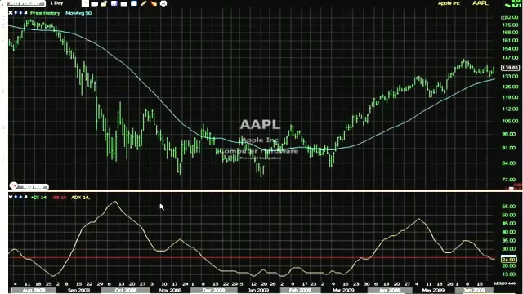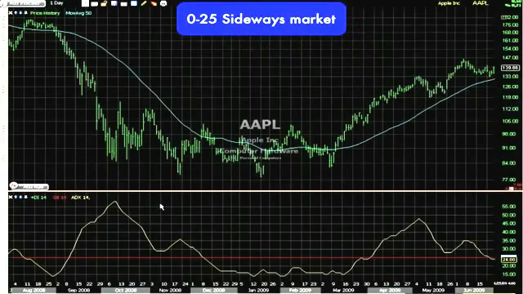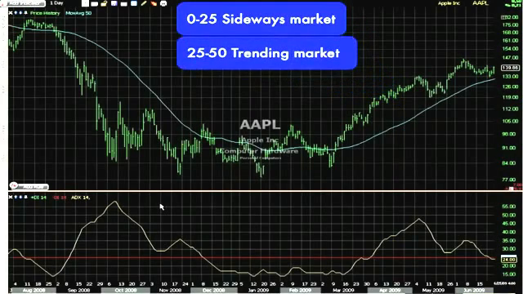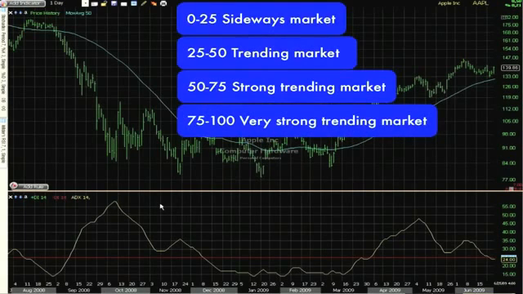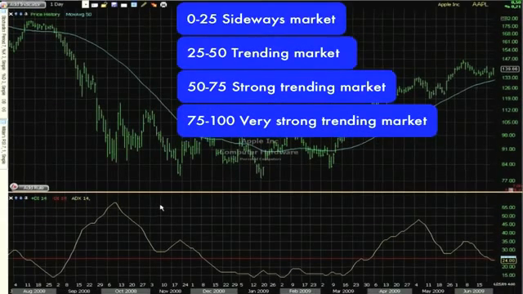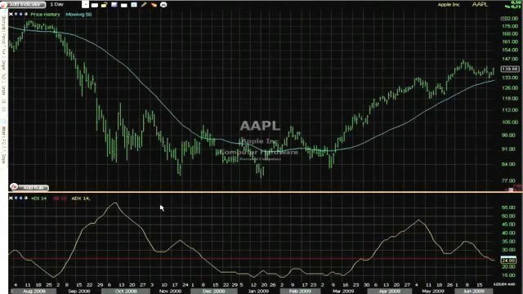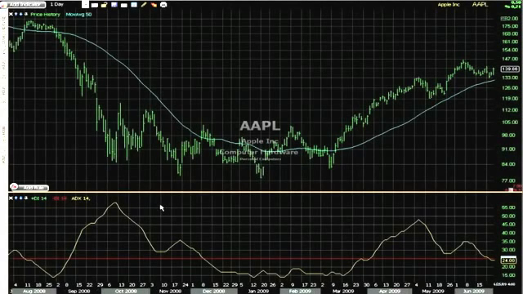ADX oscillates between 0 and 100 where readings above 60 are rare. It is therefore important for you to split up the values into categories so you can rate the strength of a trend. 0 to 25 sideways market, 25 to 50 trending market, 50 to 75 strong trending market, 75 to 100 very strong trending market. So we now know that ADX tells us the strength of a trend.